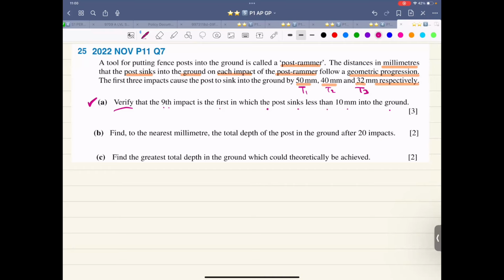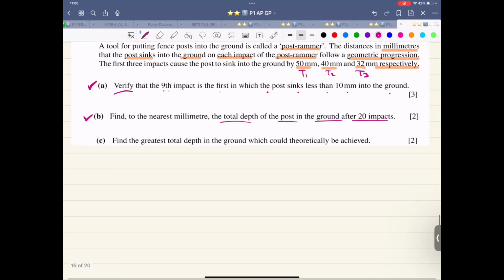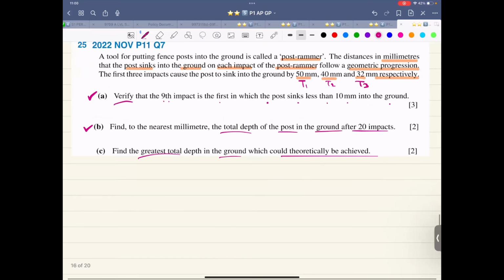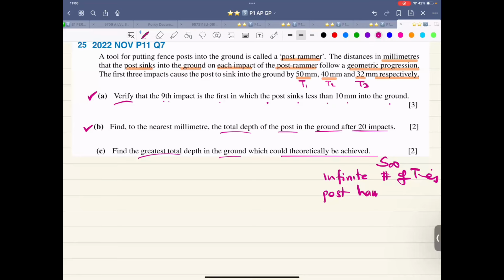Then it says find, to the nearest millimeter, the total depth of the post in the ground after 20 impacts. This is something to do with a sum. Find the greatest total depth in the ground which could theoretically be achieved. This is the sum to infinity, because it means an infinite number of times the post rammer is pushing the post into the ground.